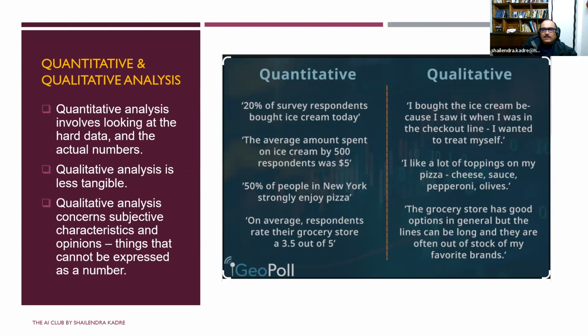Now for this difference, let us take the right hand side table. There are some examples of quantitative analysis on the left hand side. 20% of survey respondents bought ice cream today. Means some survey was taken about ice creams and all that. Or maybe a surveyor was standing outside the gate of a supermarket and asking what things you purchased today. He found that 20% of the respondents, the people who responded to his survey, bought ice cream.